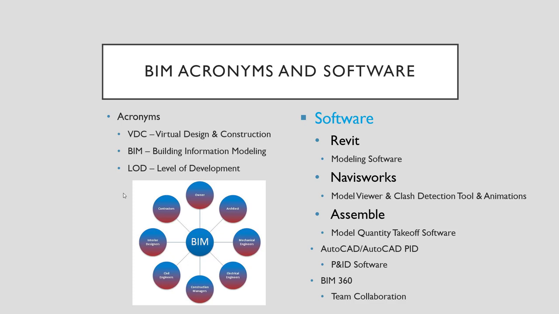Software: Revit, modeling software. Navisworks, a model viewer, clash detection tool, and animations. Also a coordination tool. It's primarily used in the construction world, but it's also used in design as well. Revit is primarily used in design, but there are a lot of construction firms that use it as well, but they have a variety of software that they would leverage too. Assemble, which is a model quantity takeoff software. Autodesk just bought it, so it ties really well into working with models.